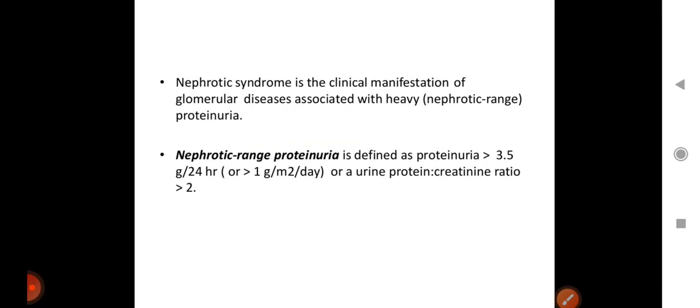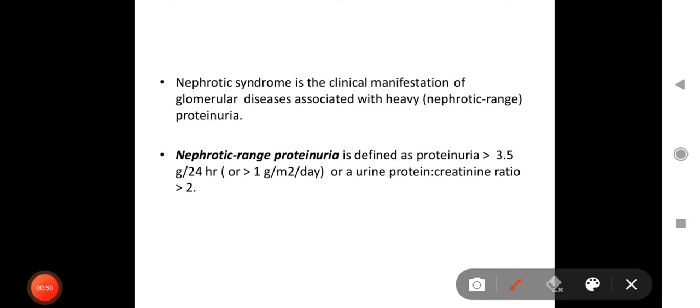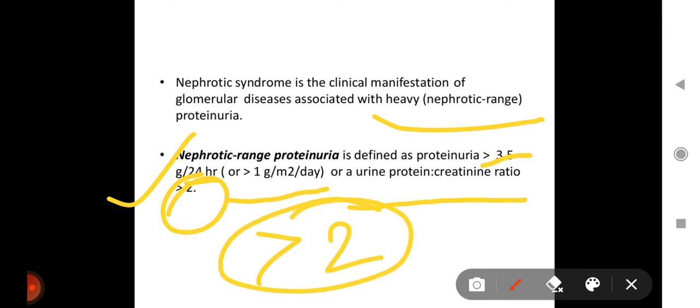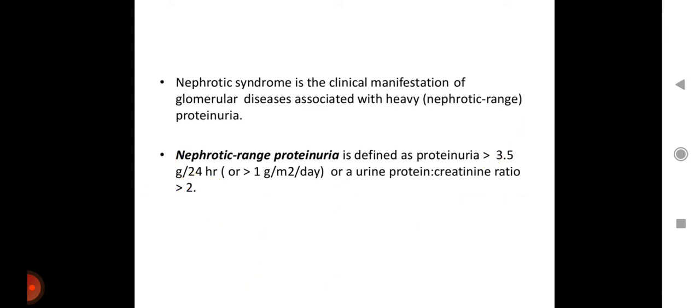It is a clinical manifestation of glomerular disease associated with heavy nephrotic range proteinuria. So what is nephrotic range proteinuria? It's defined as proteinuria of more than 3.5 gram per 24 hour, or specifically more than 1 gram per meter square per day, or a urine protein creatinine ratio of more than 2. This is very important. More than 2 is termed as nephrotic range proteinuria.